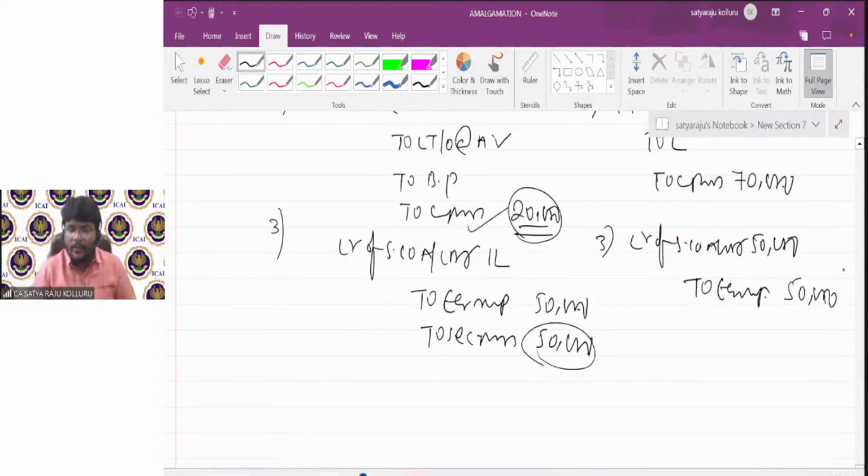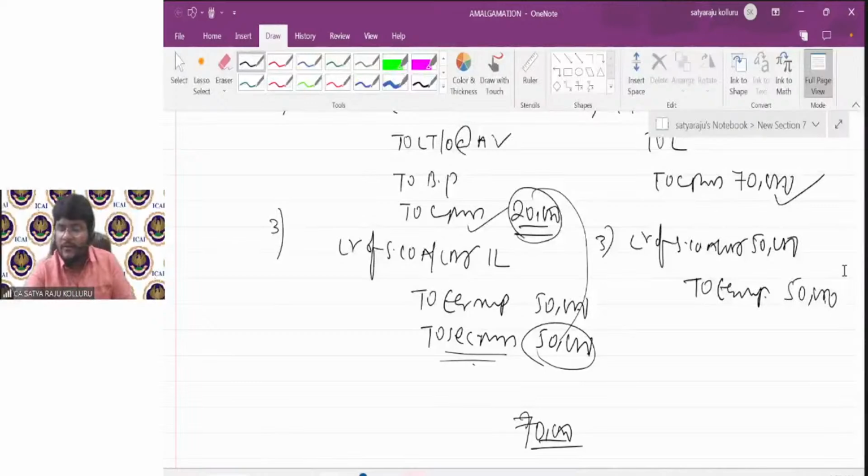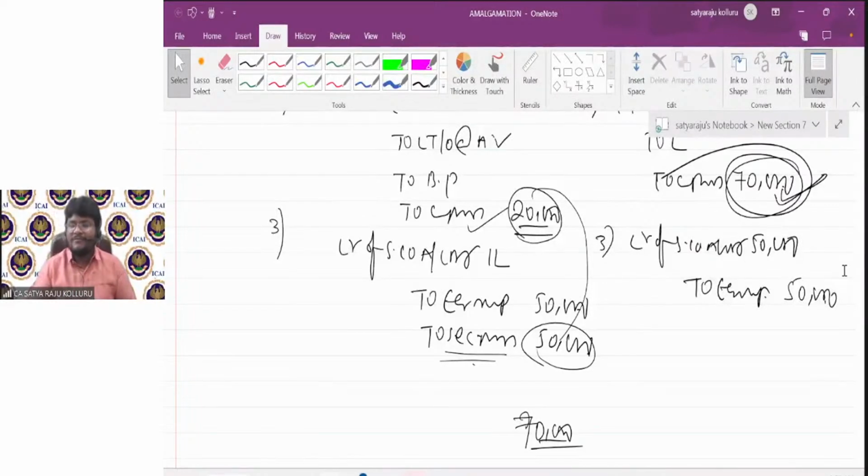Capital reserve is a capital profit. Securities premium is also a type of capital profit, which cannot be utilized for declaration of dividend. Securities premium will have a restricted usage. Now if you add 20,000 plus 50,000, you will get 70,000. The same 70,000 is reflected here in the form of capital reserve, 70,000.